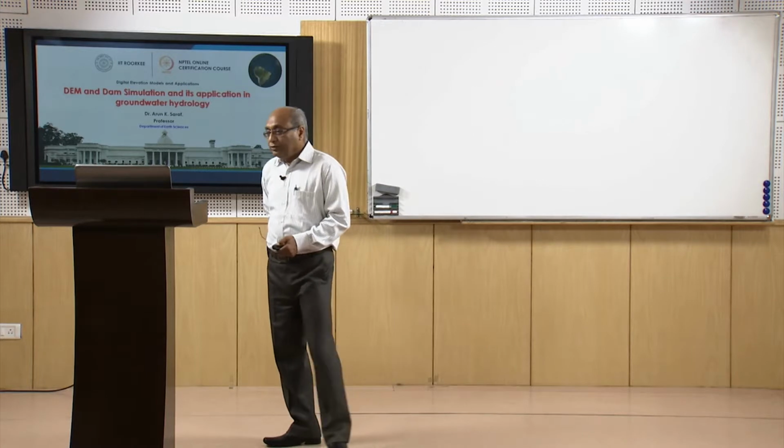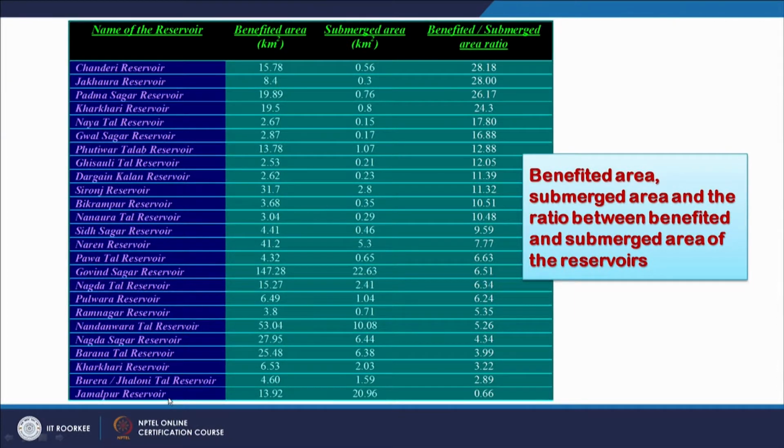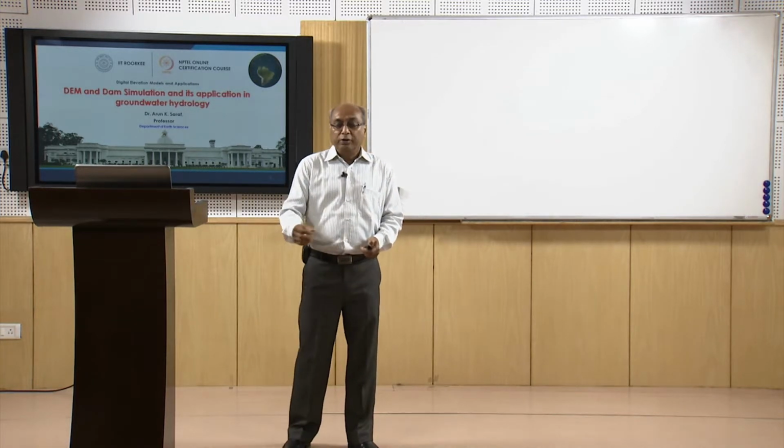By doing this and studying various reservoirs present in this hard rock terrain, we can see that in the case of this Chanderi reservoir, though it is not very big in size, the benefit versus submerged ratio is 28 times. What it means is that if I submerge, or invest, 1 square kilometer of land towards the construction of a reservoir in this particular area, then I am going to have 28 times the benefit area. So my returns are going to be 28 times. It's a very good investment.